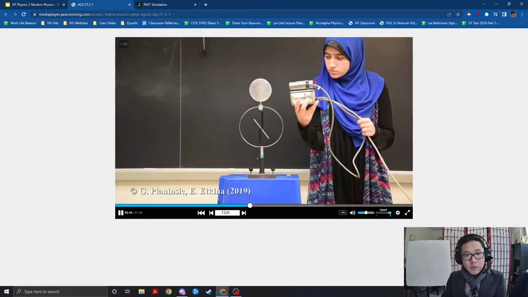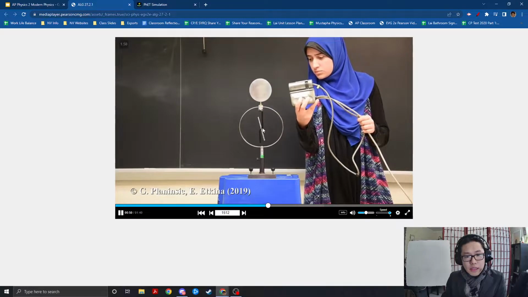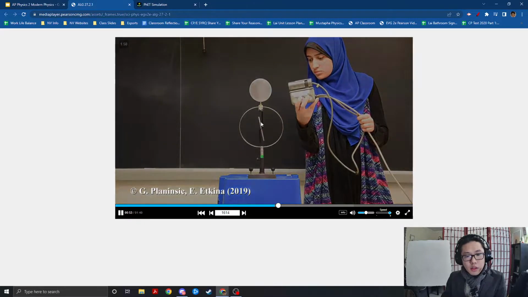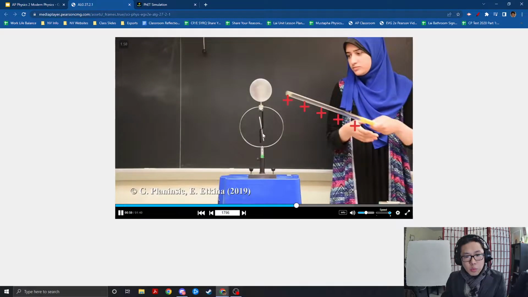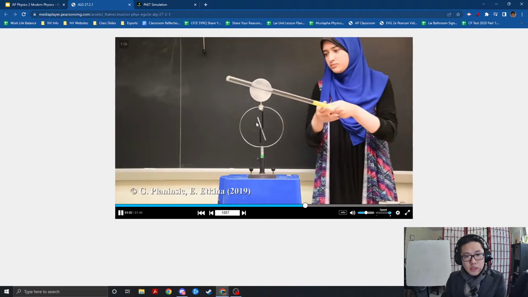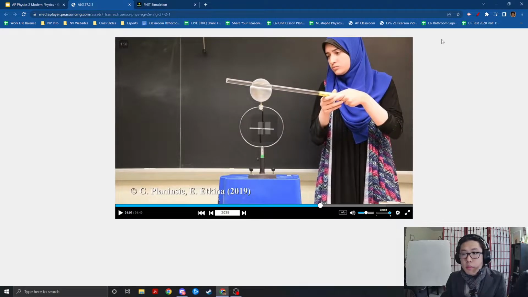Visible light didn't seem to do anything, but now that she's shining ultraviolet light onto the metal, we could see the electroscope seems to be returning back to a neutral state. The only reason why, once again, this stick will repel away is if the entire stick right here becomes the same charge. So we just saw a positively charged stick.